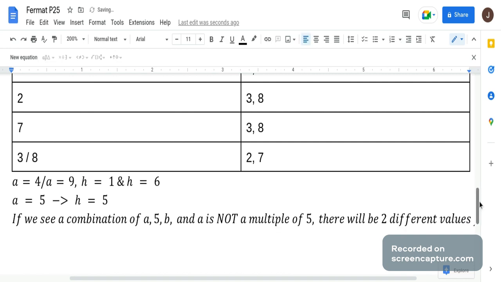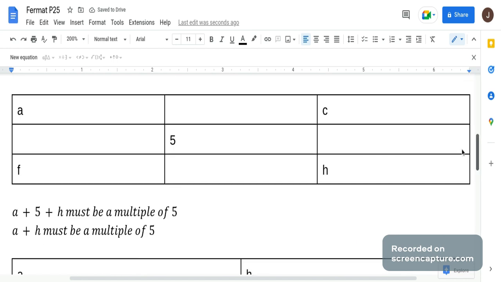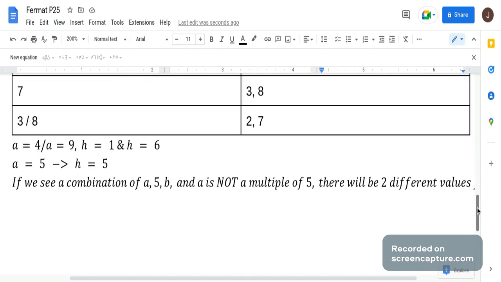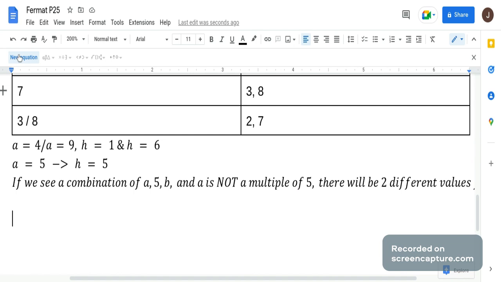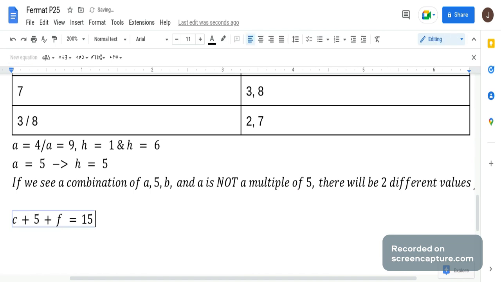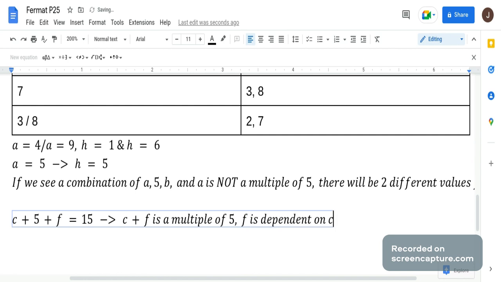So we can find that depending on the value of A, H will change. So this means that H is dependent on A. We apply exactly the same case to C, 5, F. So in this case, C plus 5 plus F is a multiple of 5, so F is dependent on C.